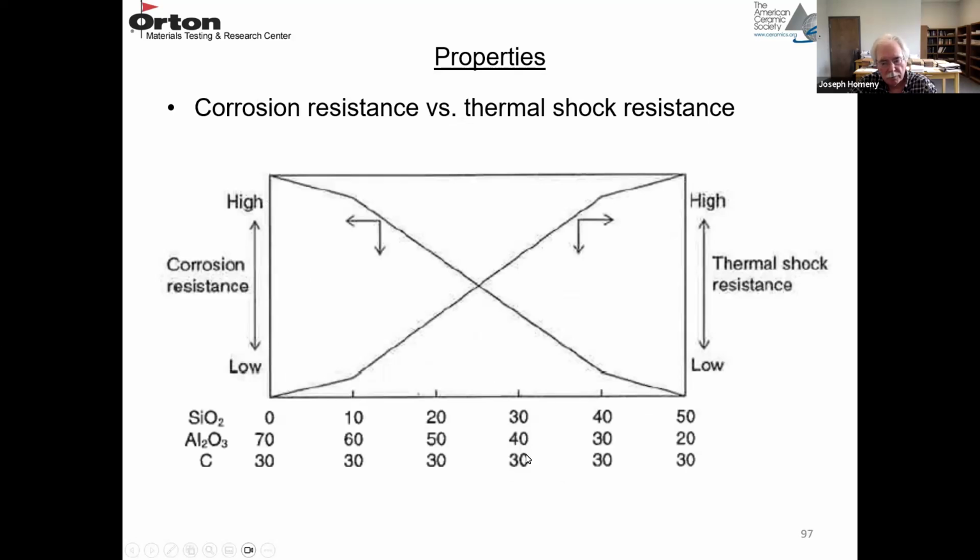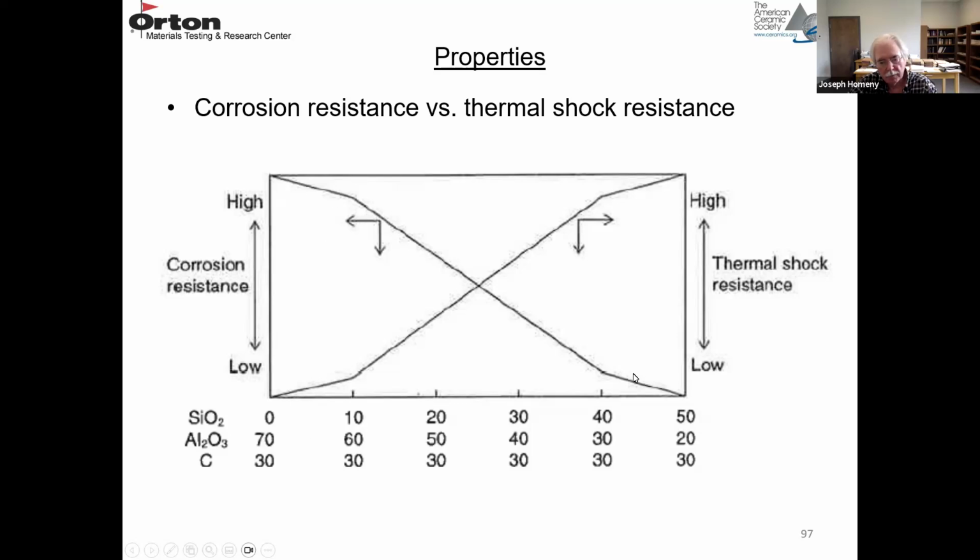And here's just another plot, very similar, low to high corrosion resistance on the left, low to high thermal shock resistance on the right. We have our carbon content. In this case, it's fixed at 30 weight%. And then the alumina content starts at 70, drops down to 20. And now they're adding some fused silica, the low expansion material from 0 to 50%. And that's added to improve thermal shock resistance.